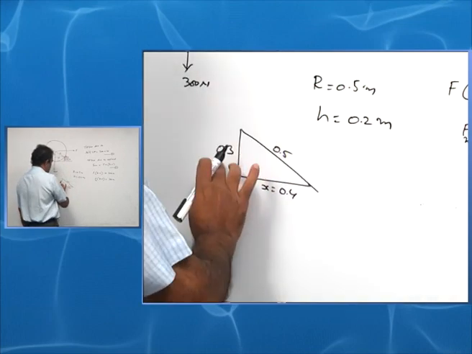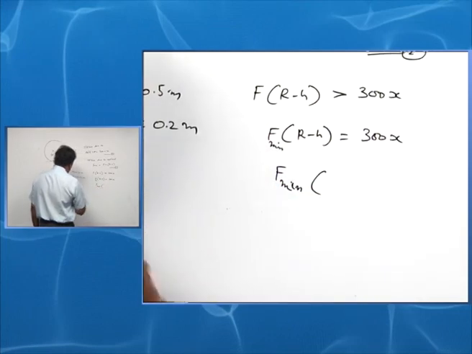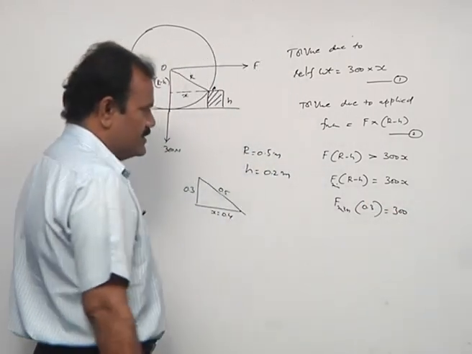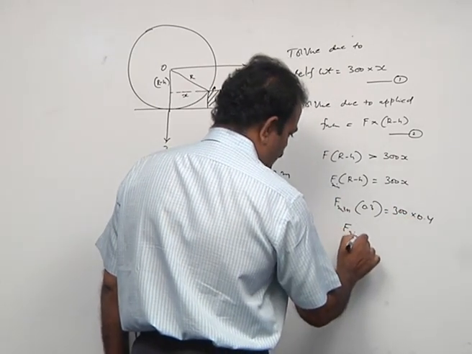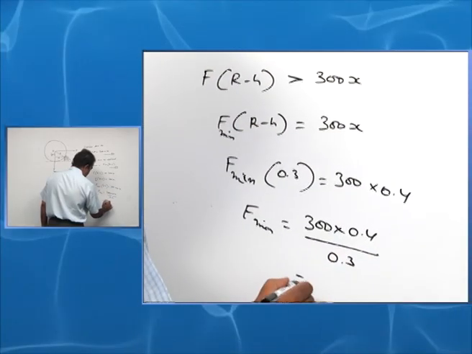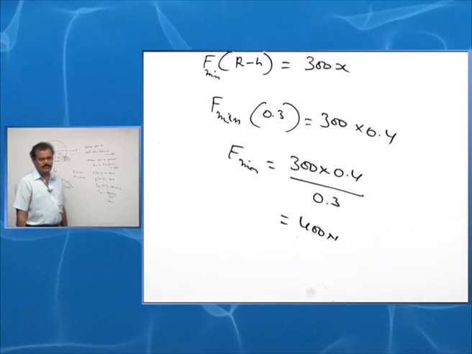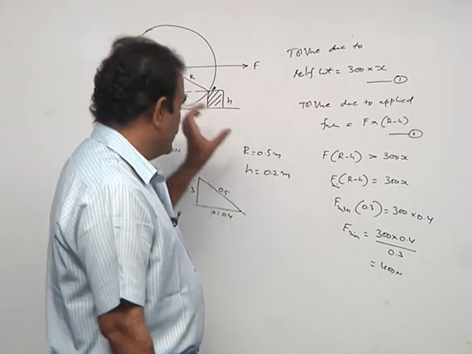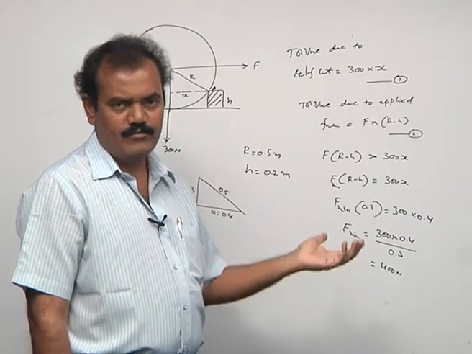So in place of r minus h we can take F minimum into 0.3 is equal to 300, and x is 0.4 also to be taken. Now F minimum is equal to 300 into 0.4 by 0.3, and the answer is 400 newtons. Its meaning is when you are applying that much force, that is 400 newtons, then only it will be ready to roll over, ready to rotate on this brick. So that's why it is the minimum amount of force.